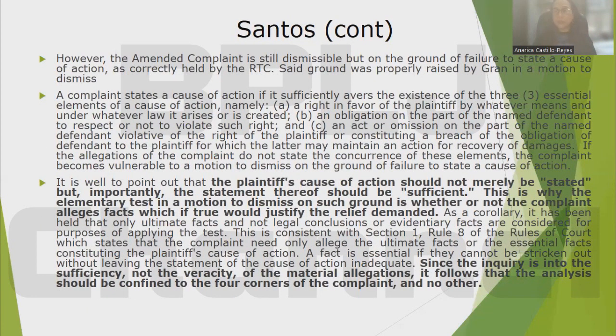Okay. The plaintiff's cause of action should not merely be stated, but importantly, the statement thereof should be sufficient. That is why the elementary test in a motion to dismiss on such ground is whether or not the complaint alleges facts which, if true, would justify the relief demanded. Since the inquiry is into the sufficiency, not the veracity of the material allegations, it follows that the analysis should be confined to the four corners of the complaint and no other.